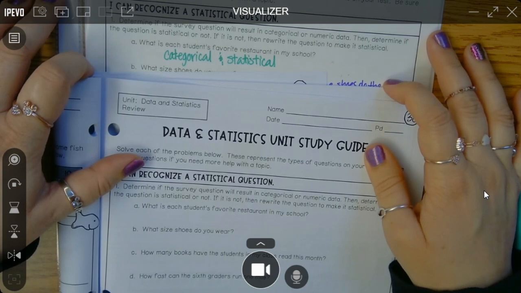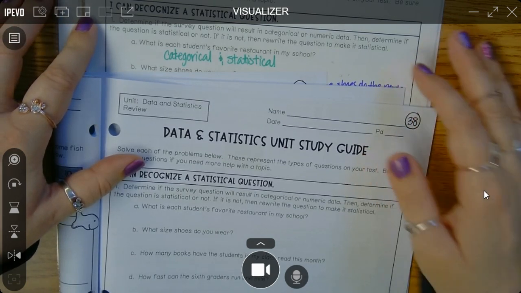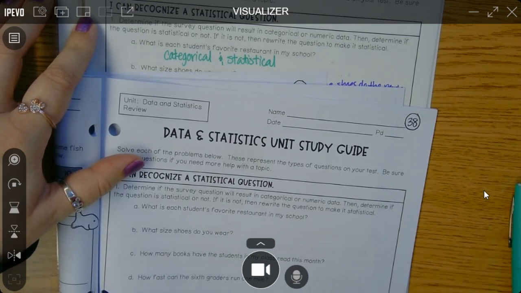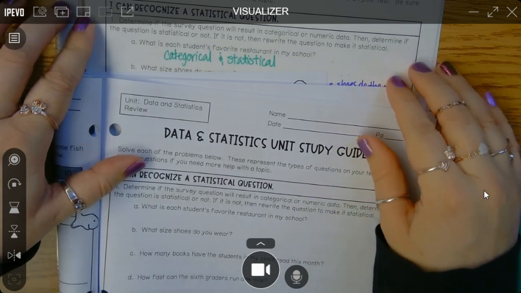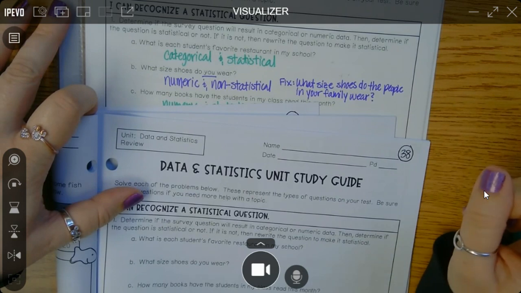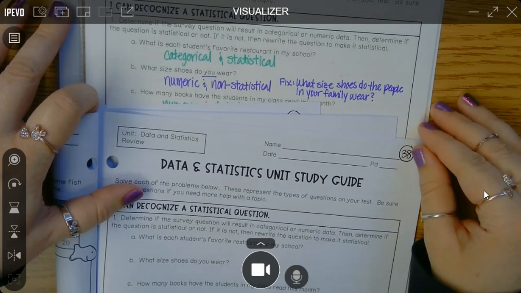It's only one response. So always try to answer the question, and if you only elicit one response, then that's not statistical. What kind of graph would that make? Not a very exciting one. And if it's a non-statistical question, try to rewrite it so that it is statistical. So how would you rewrite that? You could just ask, what size shoes do the people in your family wear? Or what size shoes are all the kids in your fourth period class wearing? As long as it's directed at more than one person.